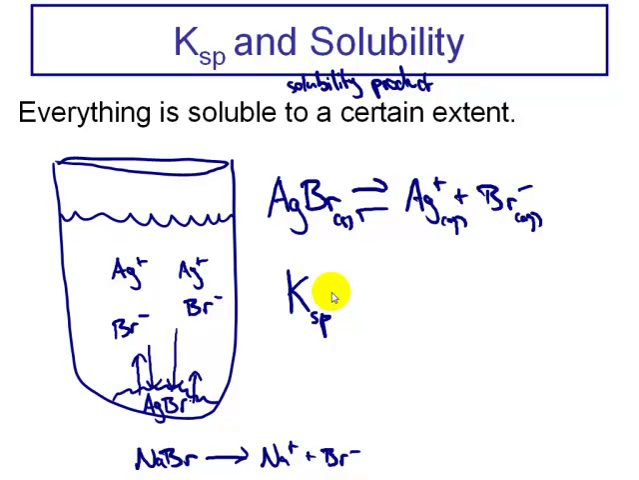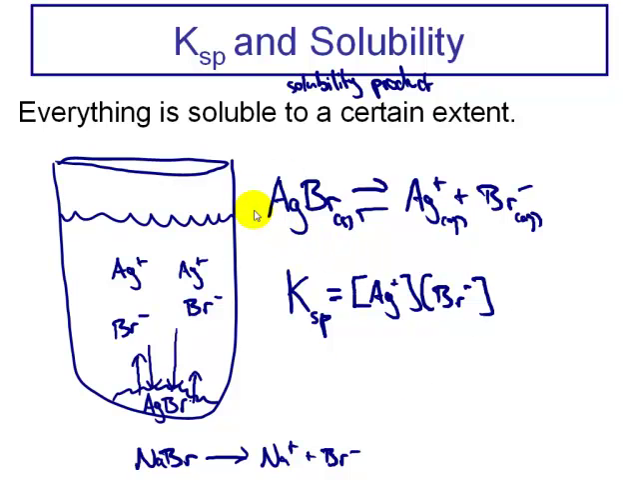Now, if we were going to write the equilibrium constant expression for what's going on right here, it would look like this. It would be the molarity of silver ions measured at equilibrium times the molarity of bromide ions, okay? And there we go. Now you're going to notice that the silver bromide, AgBr, is not a part of that expression.